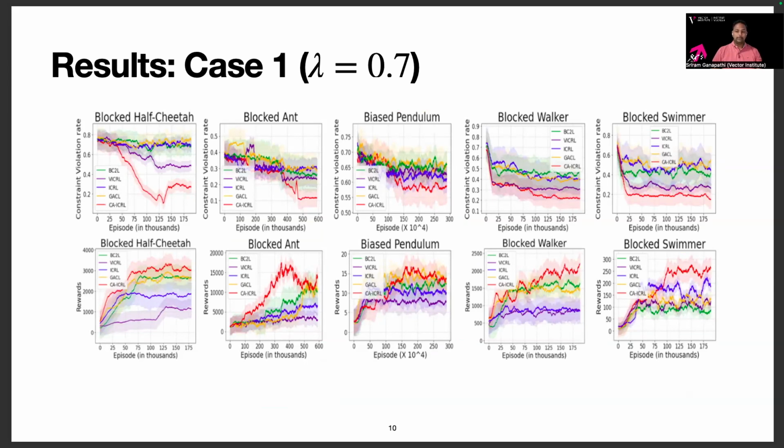This slide captures the performances of CAICRL and all the baselines on the MuJoCo robotic environments. CAICRL uses a confidence measure of 0.7. Across all the domains, CAICRL shows higher rewards and lower constraint violation rates as compared to the baselines. Further, we can observe that the constraint violation rate for CAICRL stays below 0.3 for most experiments, showing that it is able to learn constraints which are at least as constraining as the ground truth constraints with a desired confidence.